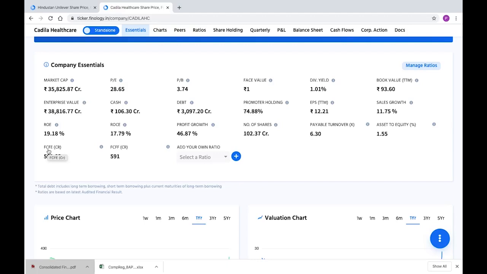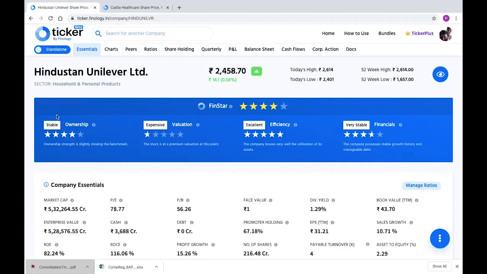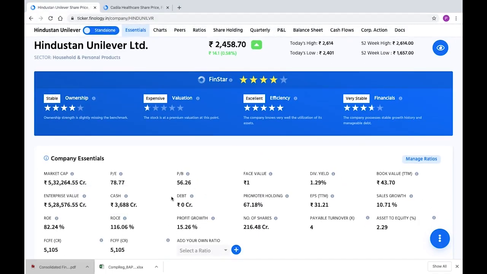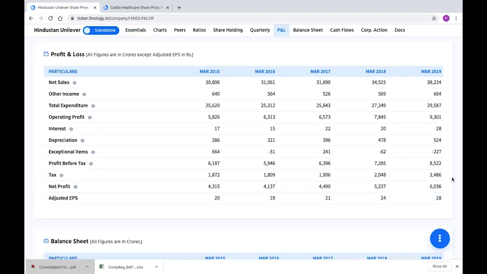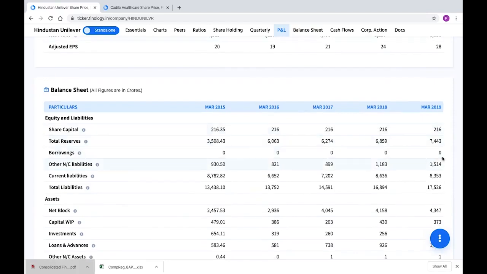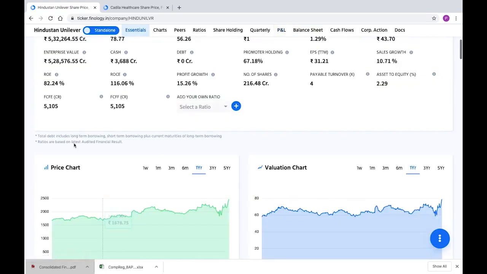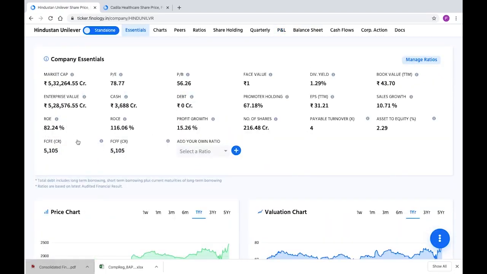The first difference between ROE and ROCE is that ROCE takes debt into account. Now let's see the second difference. Let's go back to HUL where debt is 0. Here, ROE will be calculated as net profit divided by equity. We will take net profit of 6,000 crores with the sum of share capital and reserves and surplus, that is around 7,700 crores. That would give approximately 82%.